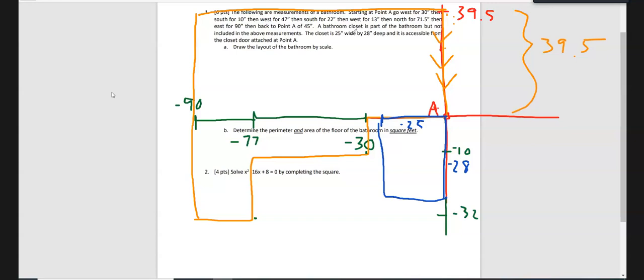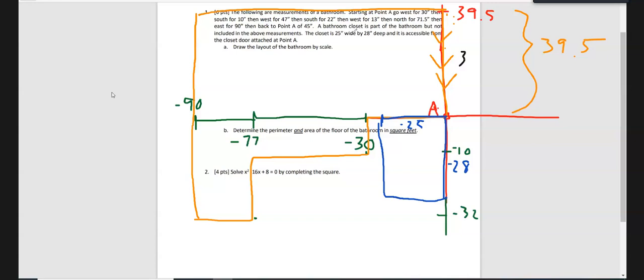So the first part is just draw the layout of the bathroom by scale. So I think they just want me to kind of label the sides, so to speak, or I don't know if you need to lay it on a graph, kind of the way I did. I'm not really sure how they want you to do that. The other part B, determine the perimeter. We definitely can do that.